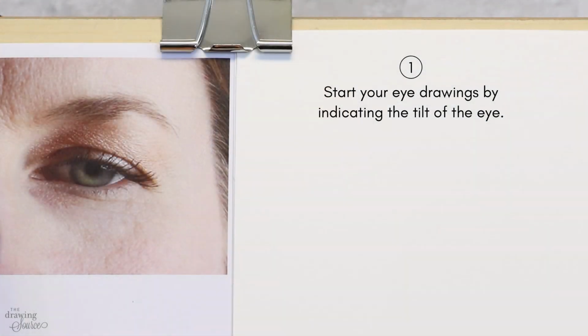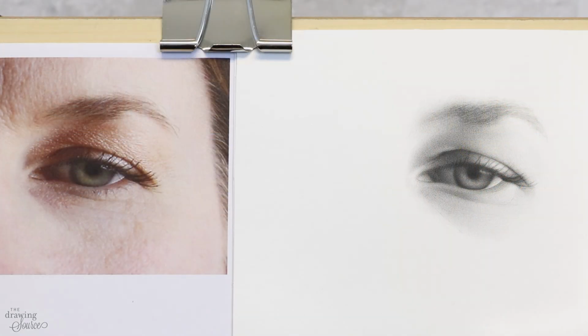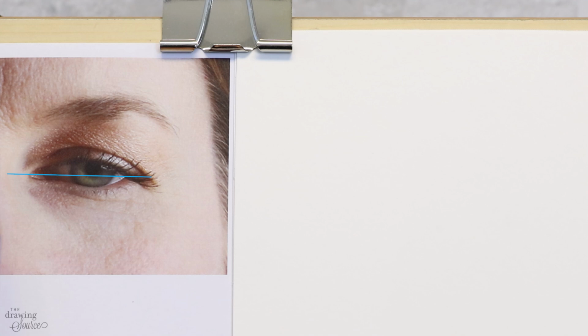Try following these steps. First, start your eye drawings by indicating the tilt of the eye. Notice that each eye here is at a particular angle. If we don't establish that early on in our drawing, it will be very difficult to create later. When drawing an eye, often the first line I draw indicates the tilt of this shape, or the tilt of the eye in general. I visualize this line extending from approximately one corner of the eye to the other, and then I mimic its angle on my drawing using angle sighting.